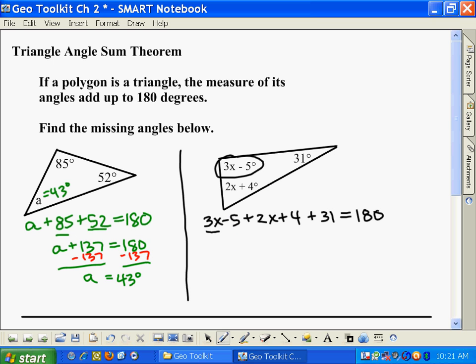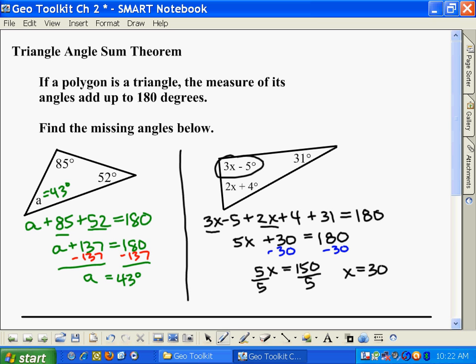So let's go ahead and combine like terms. 3x plus 2x is 5x. If we take negative 5 plus 4, that would be negative 1, and negative 1 plus 31 would be a positive 30. So now we've simplified like terms on the left side of the equation, and we're left with 5x plus 30 equals 180. Let's subtract 30 from both sides. When we do that, we get 5x equals 150. And when we divide by 5, we get x equals 30.